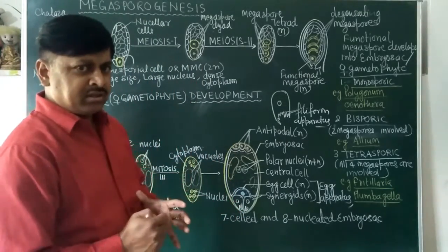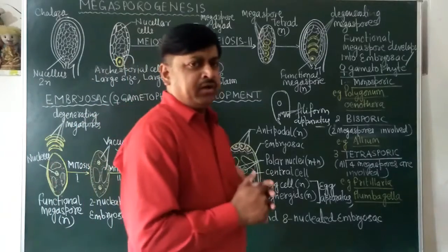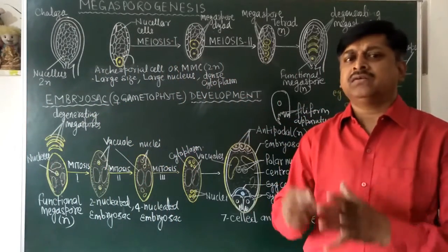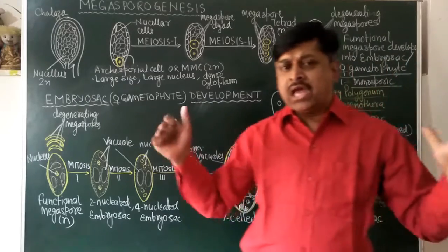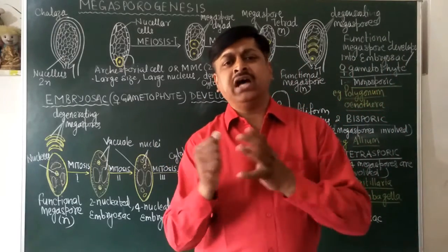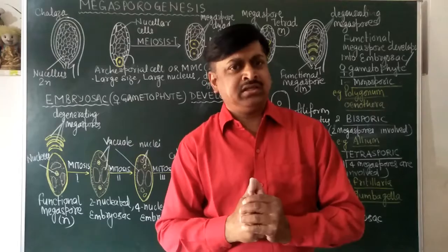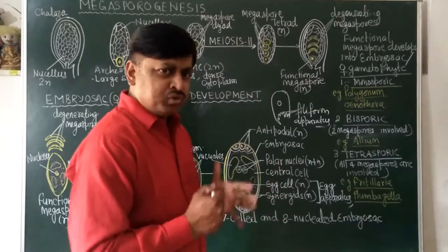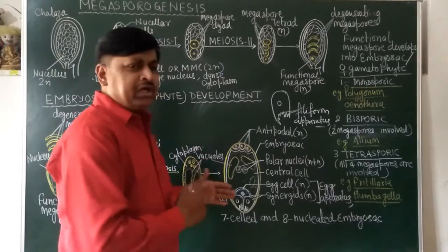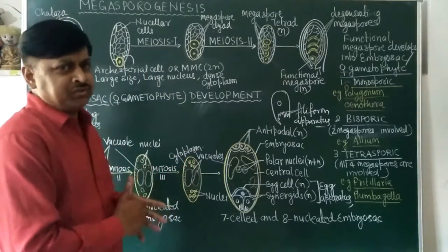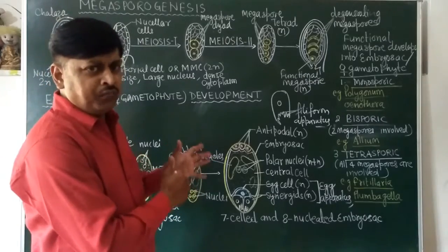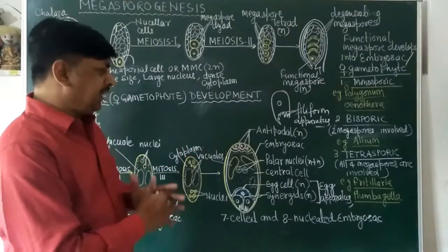Clear student? This is very important from board point of view as well as the competition point of view. What is the function of filiform apparatus? This is often asked in the examination. Clear? Filiform apparatus का function ये बहुत important है, एग्जाम में पूछा जाता है। ये pollen tube को गाइड करता है स्टूडेंट at the time of its entry inside the ovule during the fertilization.